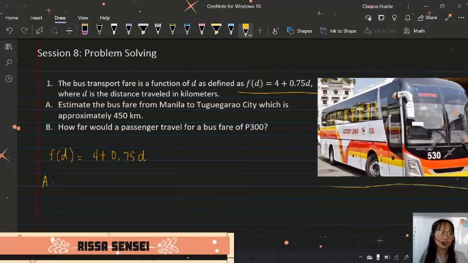Victory Liner. May mga nakikita akong naglalaro ng yung bus, nagda-drive sila, Victory Liner.